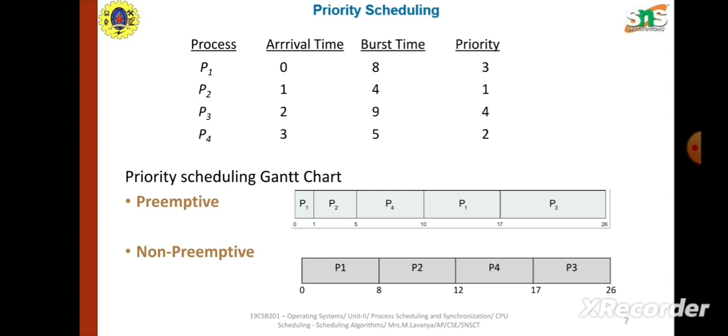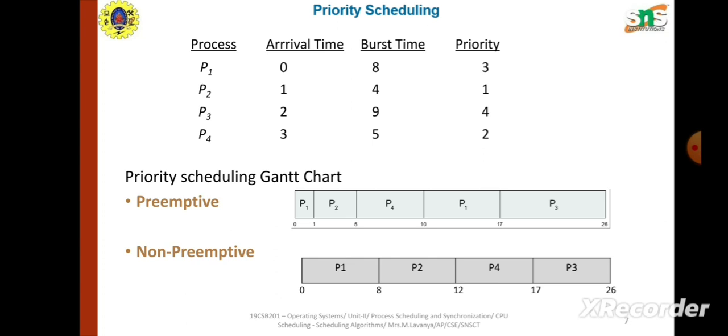This is the given process. We have four processes, P1, P2, P3 and P4. The arrival time of each process is given along with its burst time and priority. As we have said, the lower number has the highest priority. In this, P2 has the priority value of 1, so P2 has the highest priority among the 4 processes, and the largest number has the lowest priority. P1 has the value of 3. P3 has the value of 4. So P3 has the lowest priority among all those 4 processes.